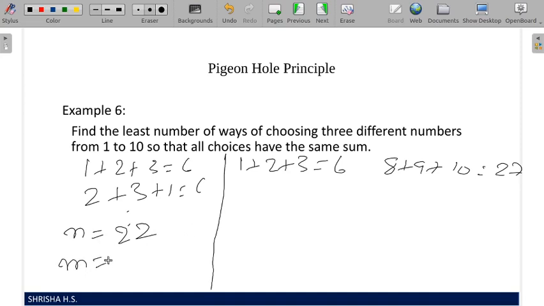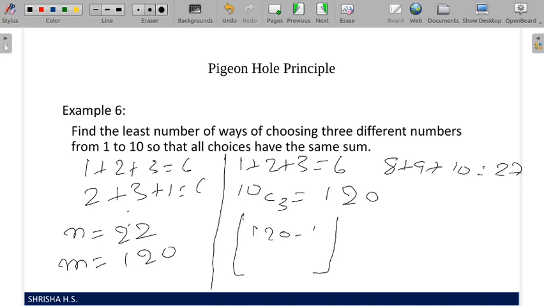So what is m? How many pigeons are there? How many ways are there to choose three numbers between 1 to 10? That is given by 10C3, which is 120. So there are 120 combinations of numbers possible. Now apply the formula: (120 minus 1) divided by 22, plus 1. It will give you a floor value of 6.4, that is 6.